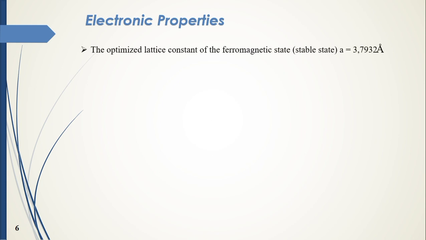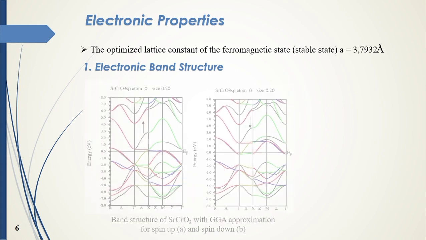In this slide, I will present the electronic properties. The optimized lattice constant of the ferromagnetic state, stable state, was utilized to calculate the electronic properties. To determine the electronic band structure of strontium chromates, the bands have been computed in high symmetry directions of the first Brillouin zone as shown in this figure.